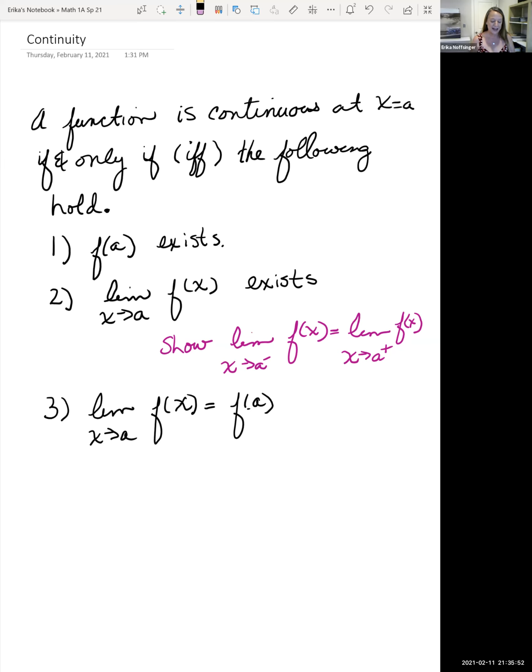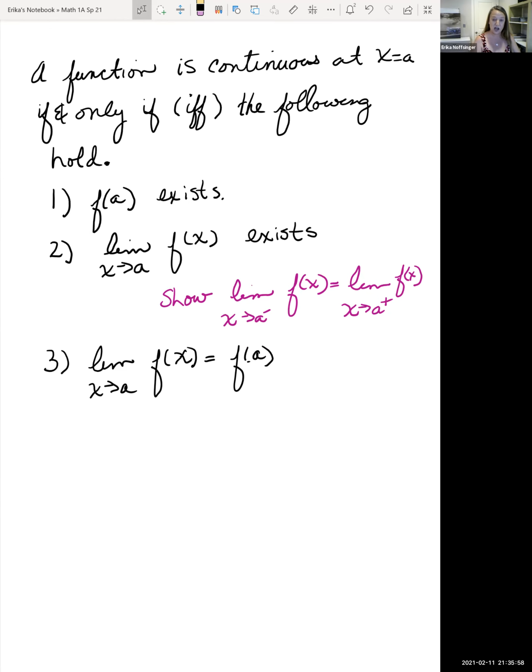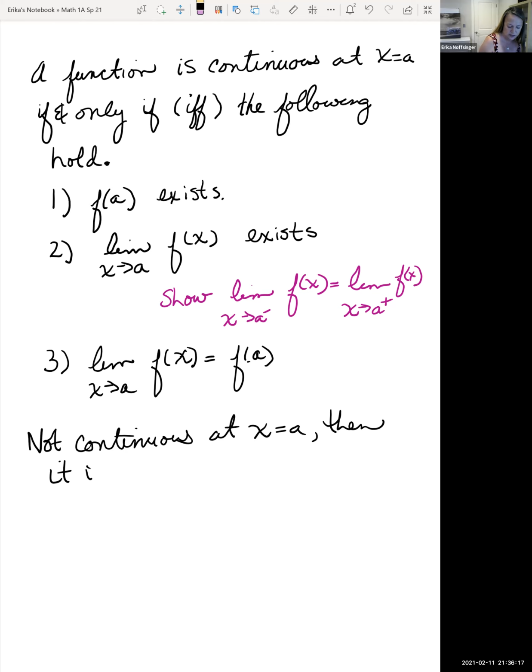So let's look at what the scenarios or cases could be where a function is not continuous at x equals a. And if it's not continuous, we say it's discontinuous. And then there's three, actually there might be more than three now for your class.